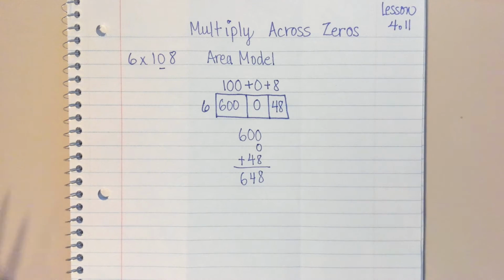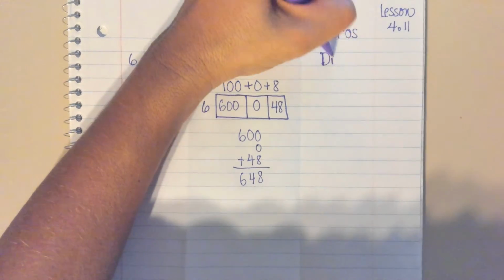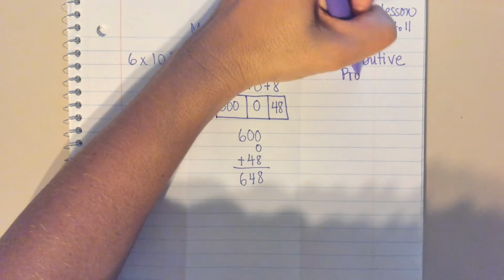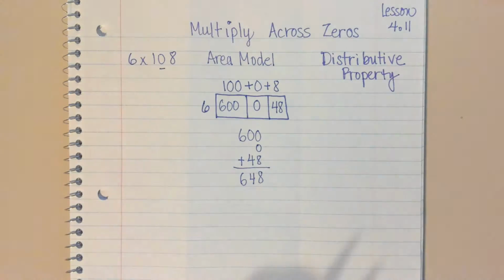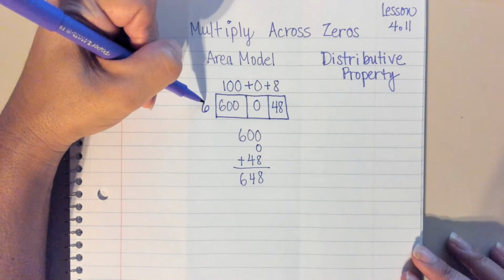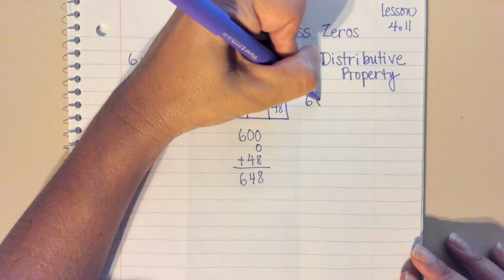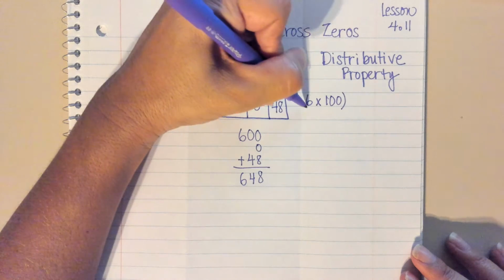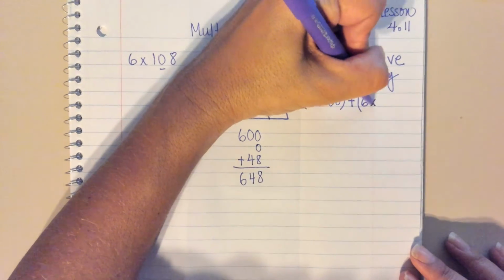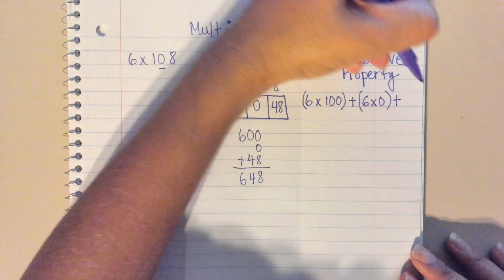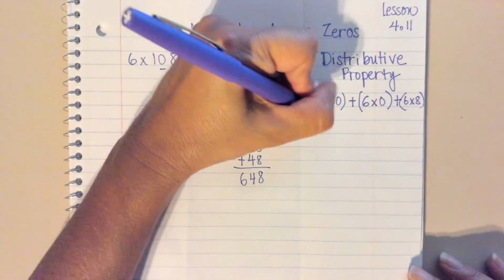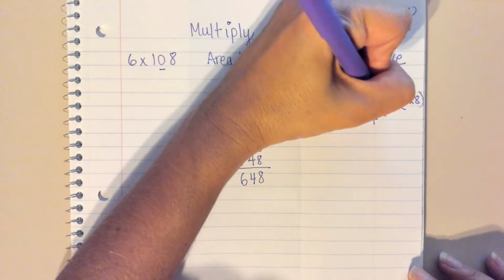All right, now I'm going to solve it with the distributive property. We're going to distribute the factor 6, that's the single digit, times 100 plus 6 times the tens place and 6 times the ones place. And you got 600 plus 0 plus 48.